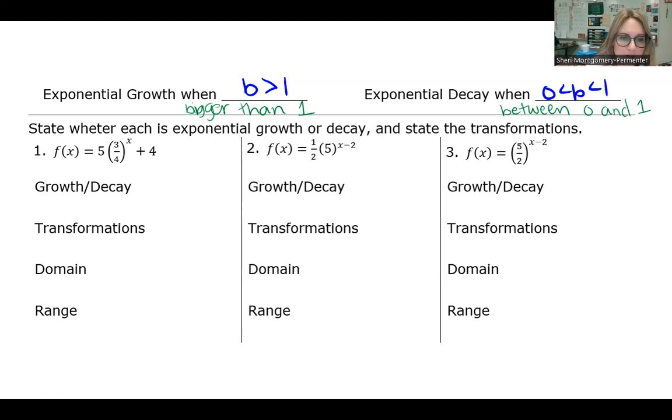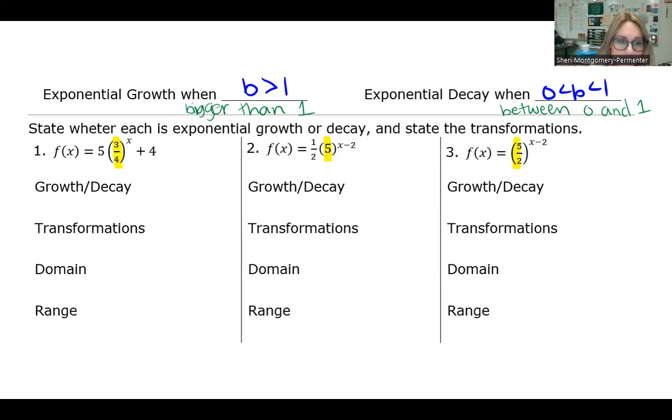So to figure out whether or not you are growth or decay, you're looking specifically at the B, the base. The base is what holds up the exponent with the X. So you're looking specifically at that number. When we look at 3/4, is that a number that's bigger than 1 or a number between 0 and 1? Yeah, 3/4. You could type it into your calculator if you're unsure about the fractions. It is definitely a number that's between 0 and 1.